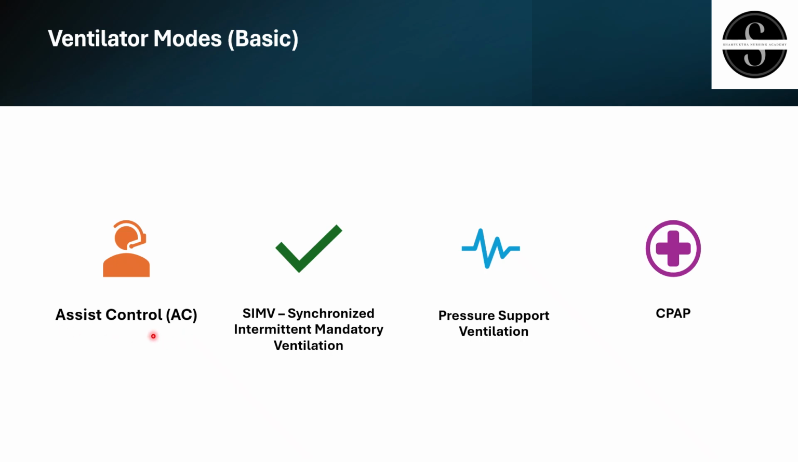What does this mode indicate? In this mode, the machine only will take over. Patient will not take any sort of breath. The breath will be in the control of the machine. The machine only will give the ventilation, will give the breath, patient will not take any sort of breath. That is called assist control or volume control.